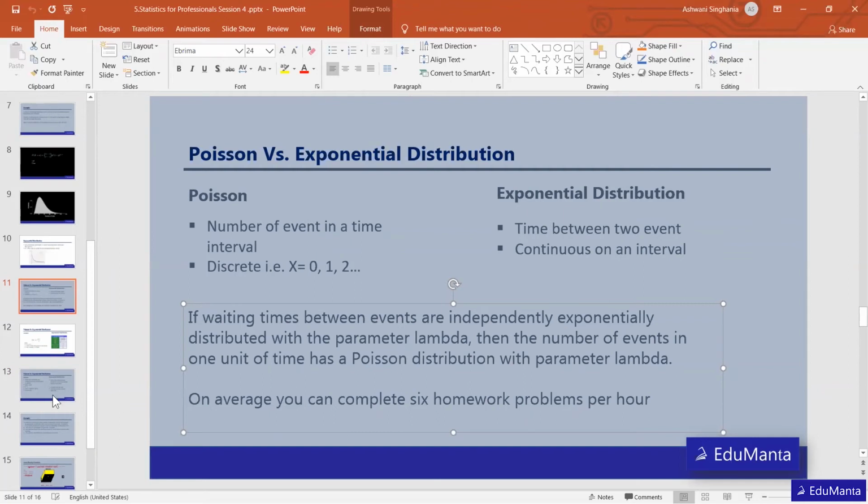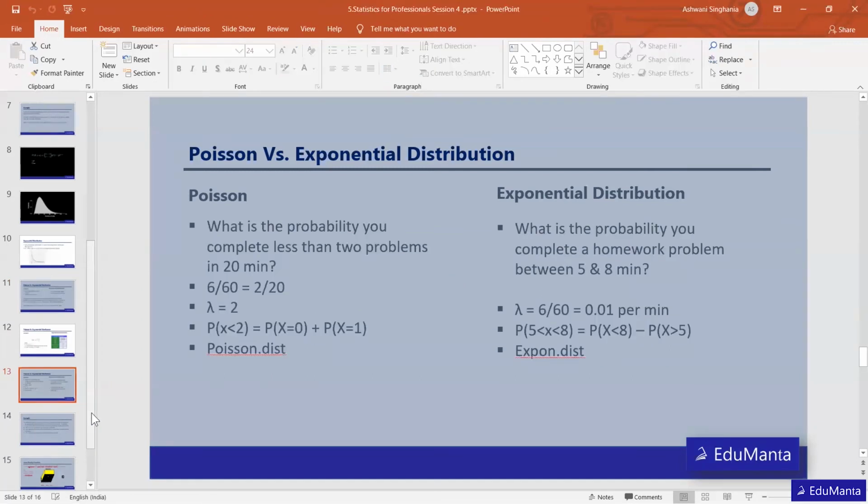So here is the same question which I just read: on average you can complete 6 homework problems per hour. Looking at it from both points of view, how will the Poisson distribution see that question? What is the probability you complete less than 2 questions in 20 minutes? Right, so here lambda is going to be 2, because the time interval is 20 minutes, and in 60 minutes we can complete 6 questions, so in 20 minutes we are going to complete 2 questions. So lambda for this 20-minute interval is going to be 2.